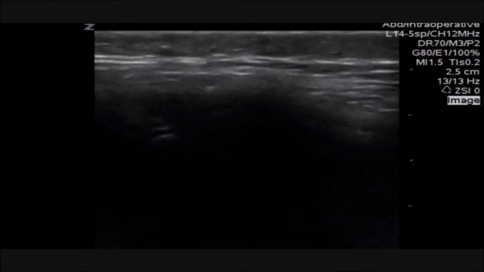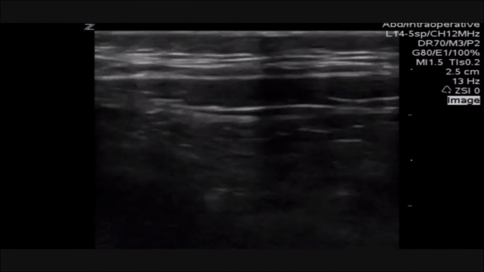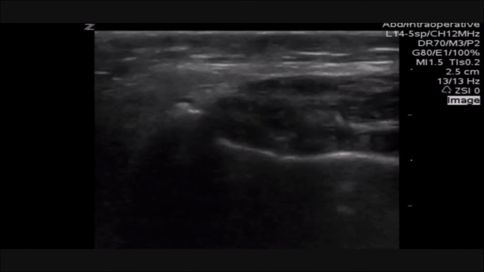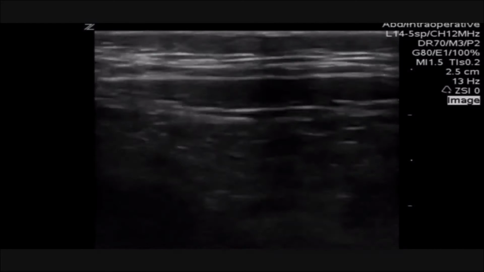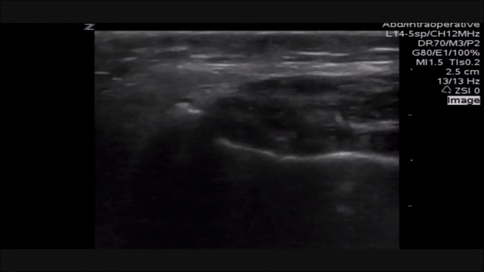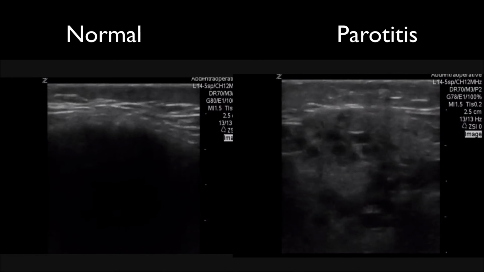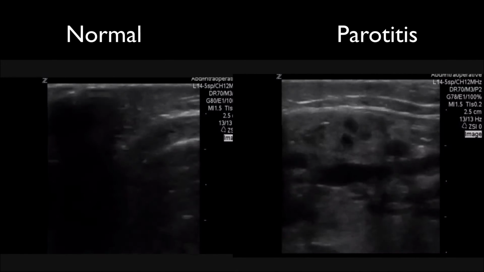A normal parotid gland in a pediatric patient can be difficult to visualize on ultrasound, difficult to palpate on physical exam. And here's the patient's normal side on ultrasound. You can barely even see that tissue. But when inflamed, it becomes pretty obvious and has this classic appearance.